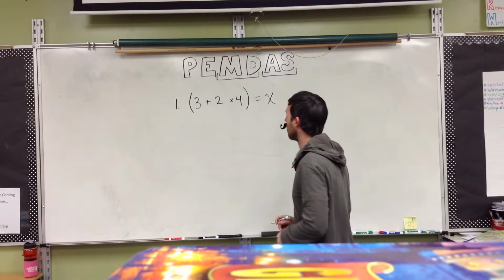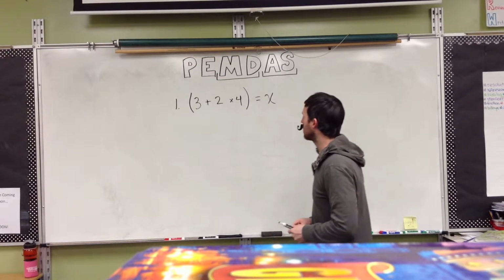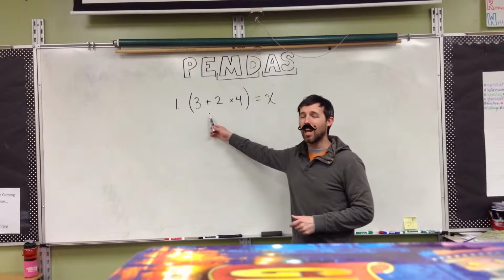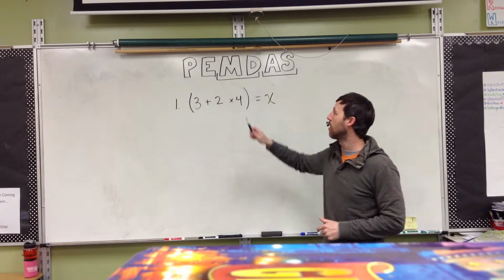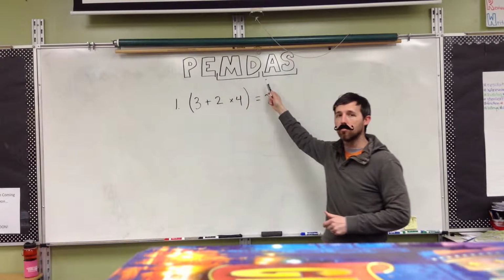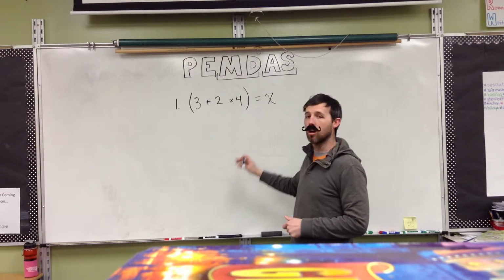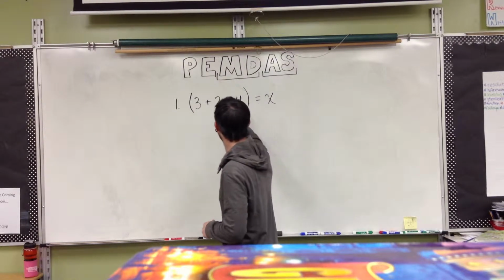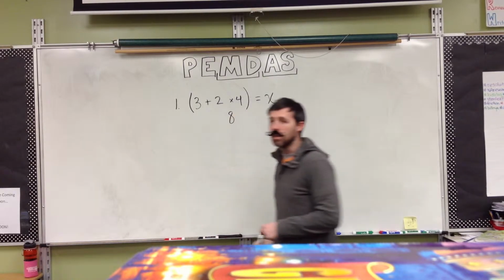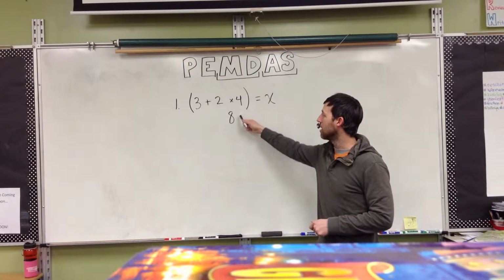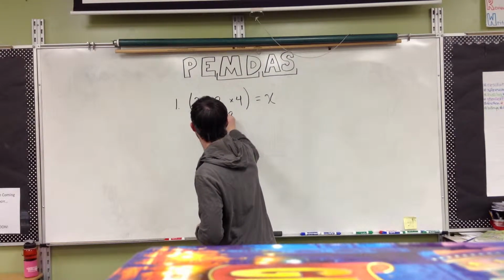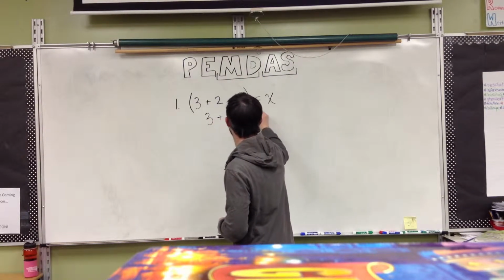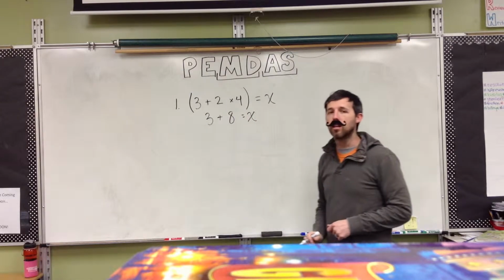Okay, so what you should have done is you would say to yourself, we have addition and we have multiplication. So according to the order of operations, we know that multiplication needs to come before addition. So we need to start with that, which is the 2 times 4, which is 8. So remember, write the answer underneath it, and then bring the rest of the problem down so we don't get confused. So now we should have 3 plus 8 equals x.